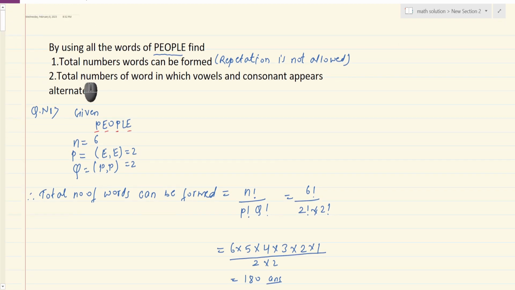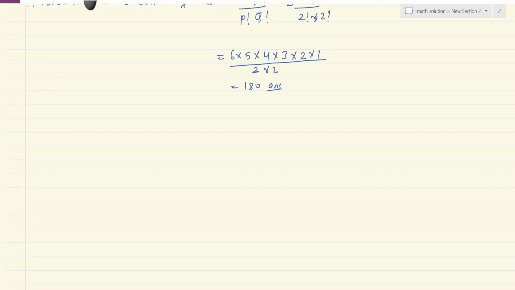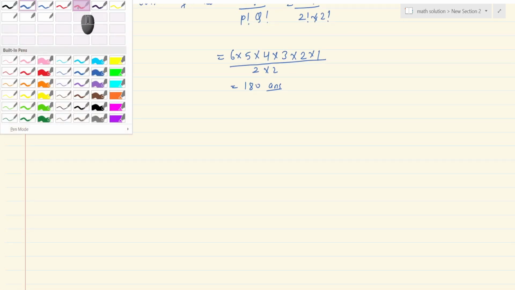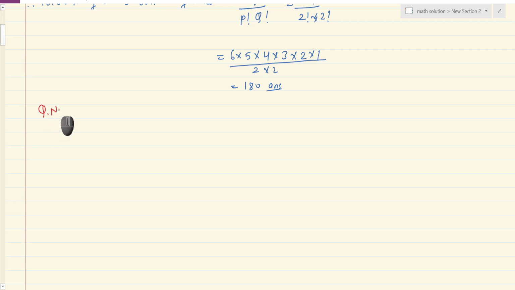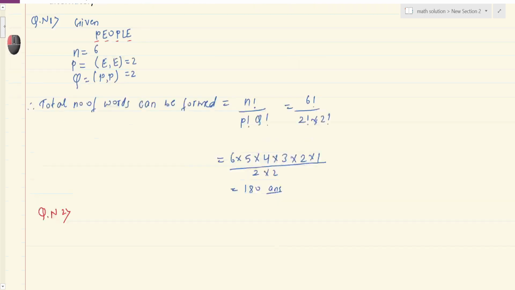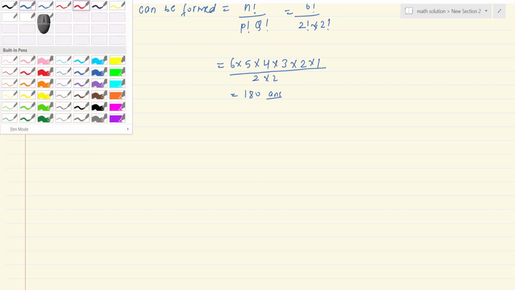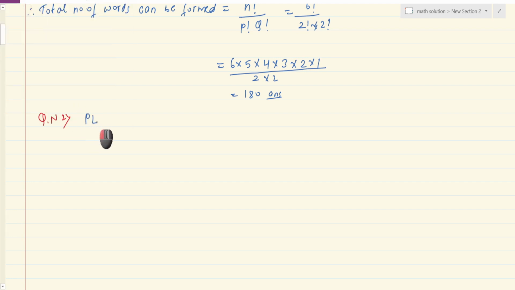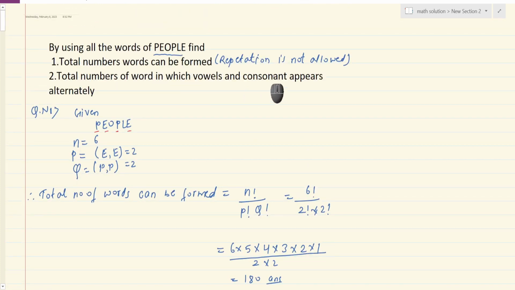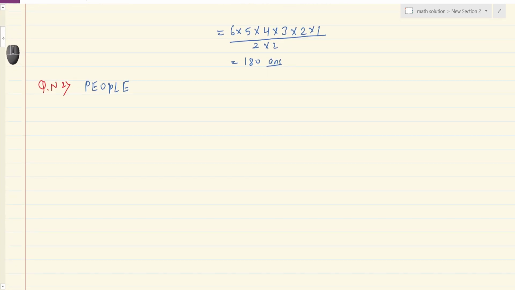Now in question number 2, we need the total number of words in which vowels and consonants appear alternately. Question number 2 is a bit important. Let's see what it tells. The given word is "people", P-E-O-P-L-E. And it is told that vowels and consonants appear alternately. How many words can be formed in which vowels and consonants appear alternately? Okay, what does that mean?